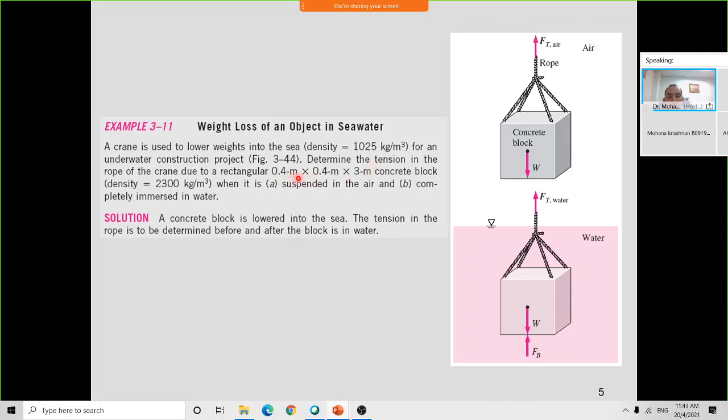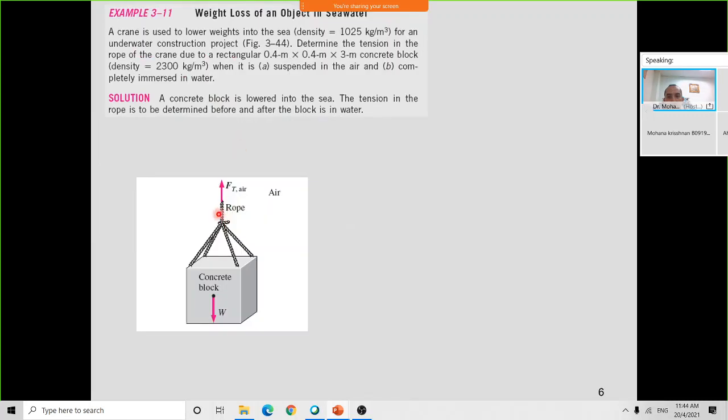due to a rectangular concrete block. The dimension is 0.4 times 0.4 times 3 meter. The density of this concrete block is 2,300 kg per meter cube. Determine the tension when it is suspended in the air and when completely immersed in the water. First, we need to determine the tension on the rope if it is still suspended in the air.